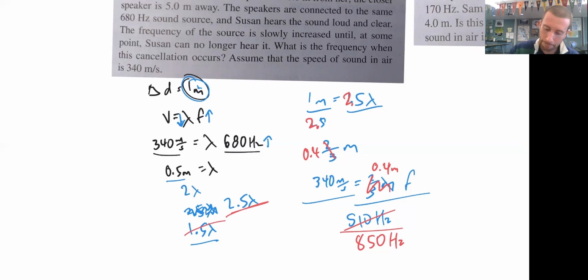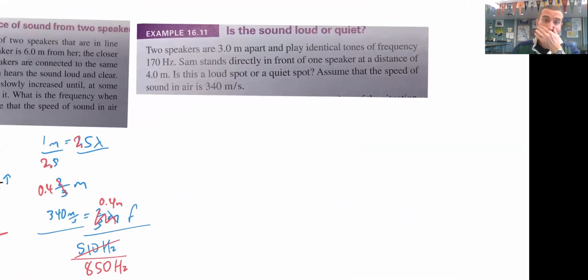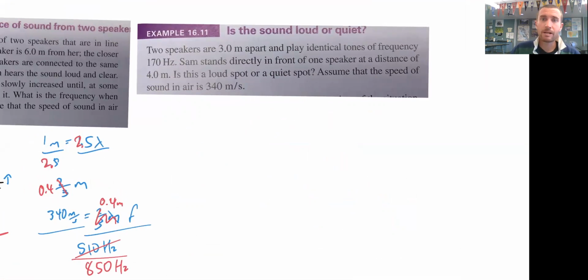All right. So let's try a similar one. Now, 2 speakers are 3 meters apart, playing identical tones of frequency at 170 hertz. Sam stands directly in front of one speaker at a distance of 4 meters. Is this a loud spot or a quiet spot? Assume the speed of sound in air is 340 meters per second.